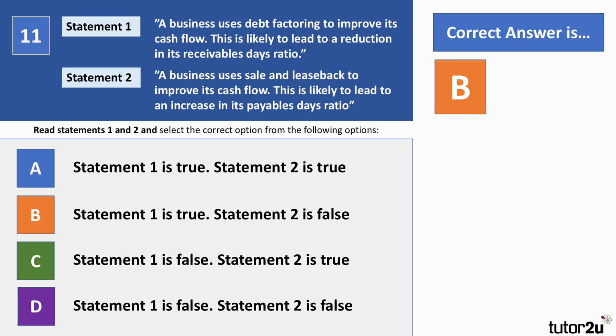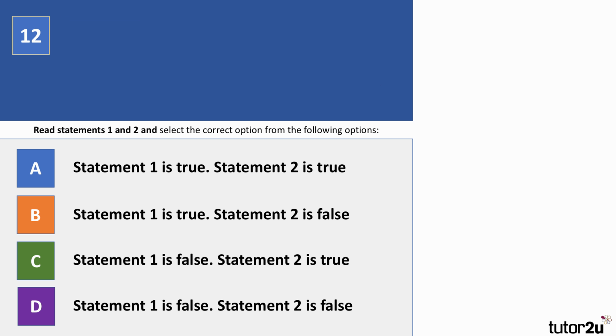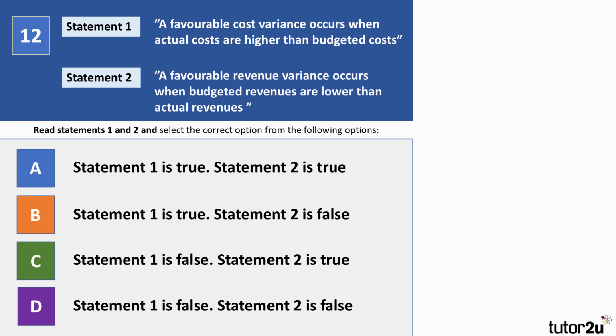Now this next question, question 12, is a real toughie. This is hard. I would guess that 25% of people will get this right, which is about the same percentage of those who might guess. So read it through carefully, have a go. Statement 1, a favourable cost variance occurs when actual costs are higher than budgeted costs. Statement 2, a favourable revenue variance occurs when budgeted revenues are lower than actual revenues. A tough one. So pause the video, think it through carefully, and see if you can work out the correct combination.